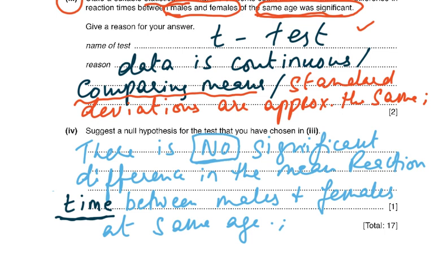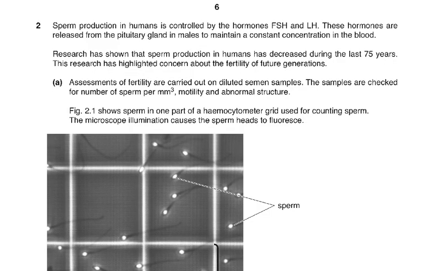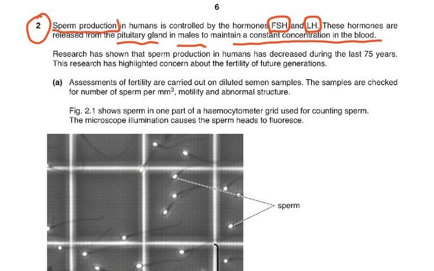Now we start the second question. As you look at question 2, it was a more complex question. Sperm production in humans is controlled by the hormones FSH and LH. Of course, these are female hormones also. We talk about them in the menstrual cycle, but here they're talking about humans, and these hormones are released from the pituitary gland in males to maintain a constant concentration in the blood. And we're talking of sperm production, so we're talking of what is happening inside the testes.